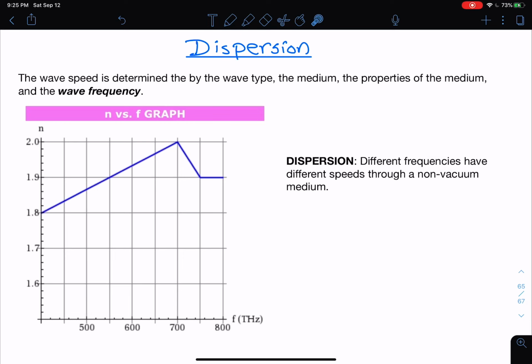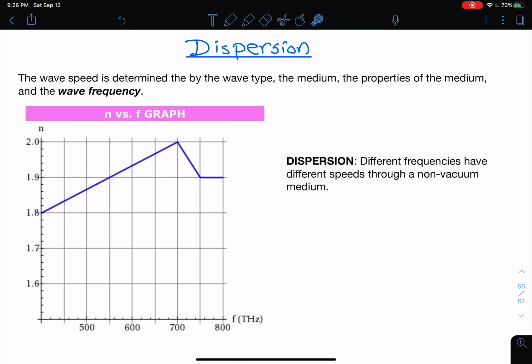This is what leads to rainbows, because the different frequencies move through water droplets. They move at different speeds. Consequently, they refract differently, and they get separated, and you end up getting a rainbow.